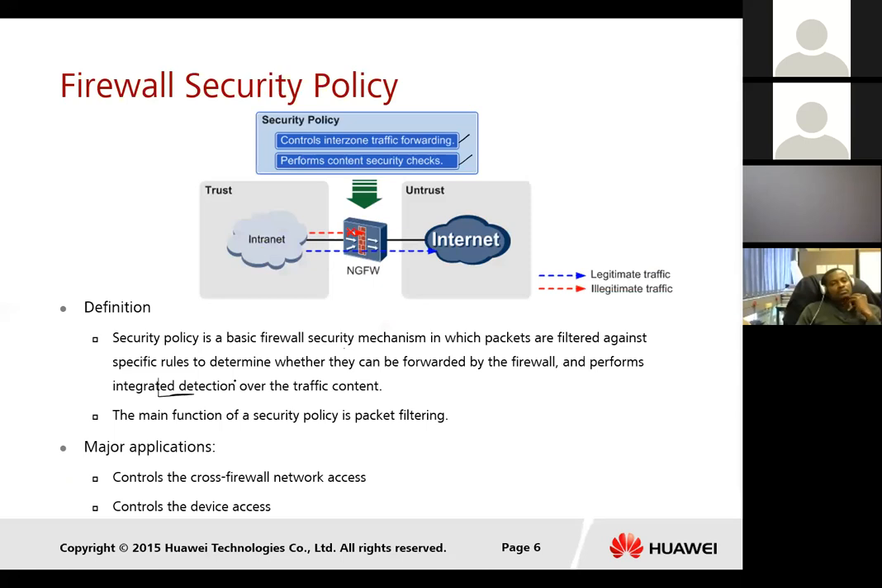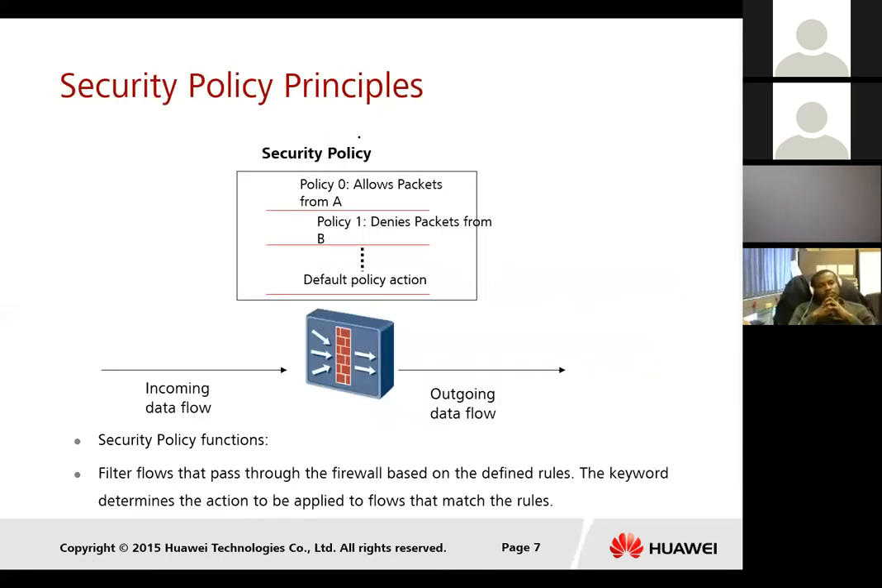So the application of the security policy is to control across-firewall network access and device access from the intranet going to the internet. So which traffic is legal or illegal. Based on your security policy, you specify whether traffic is able to pass through or not. Something like this principle. For the security policy principle, I will have policy 0 and policy 1. Under my security policy, I allow packet from A, deny packet from B, and the default policy action is deny.